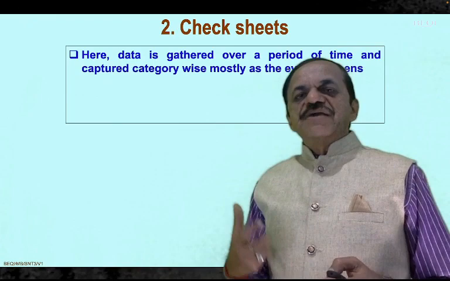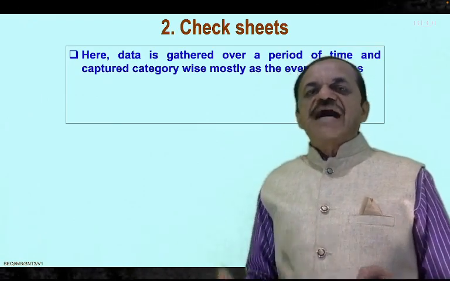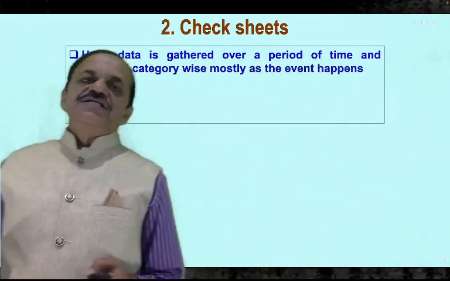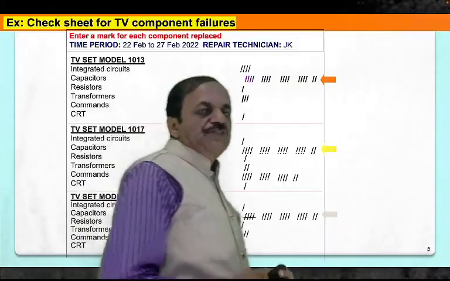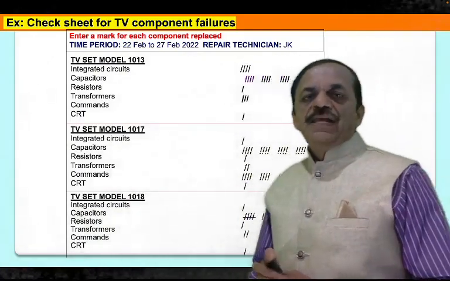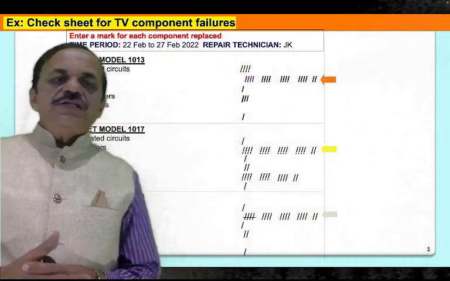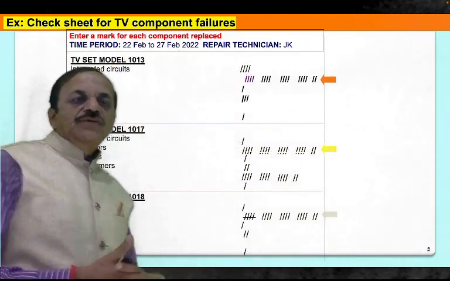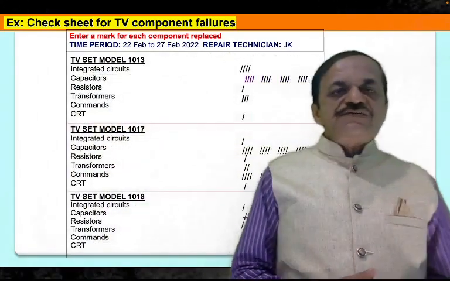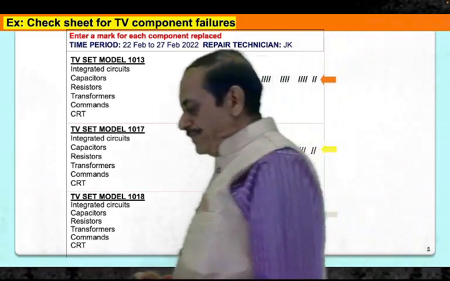So this is the benefit of check sheet. As the event happens, it is captured over a period of time, and then the data is useful in arriving at your strategy for improvement. This is the example I was talking about, a company manufacturing 3 models of television, 1013, 1017 and 1018. You can see different failures happening there, like IC failure, capacitor failure, command failure, transformer failure, and so on.